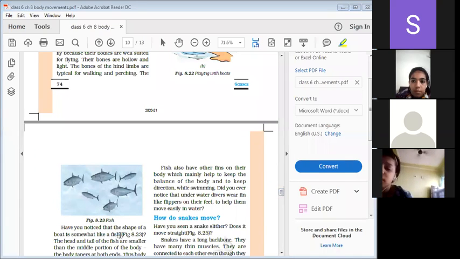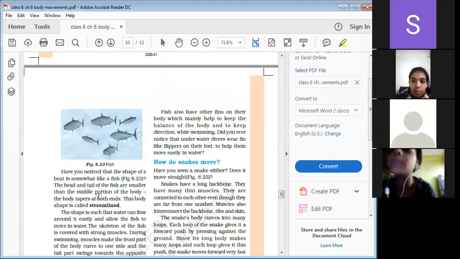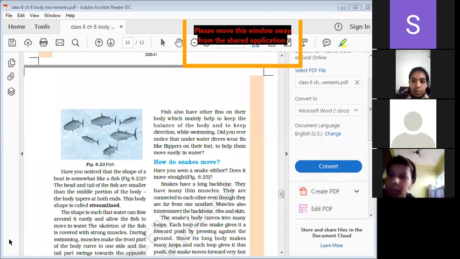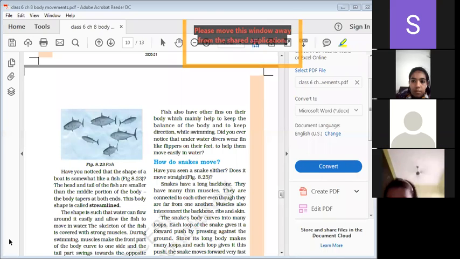8.23. Have you noticed the shape of a boat is somewhat like a fish? Fish ki tarah hoti hai aur isi ko hum kya bolte hain? Isi shape ko hum bolte hain streamlined shape. Streamlined shape, the shape is such that water can flow around it easily. Uske aas paas se jo pani hai wo aaram se ja sakta hai. Usko swimming mein koi problem nahi hoti due to its streamlined shape.